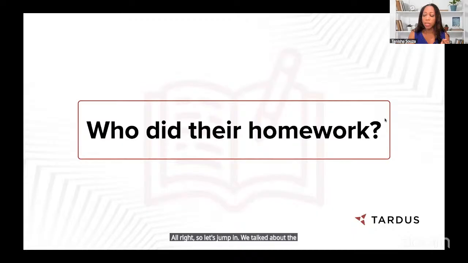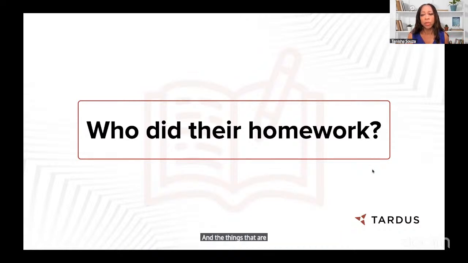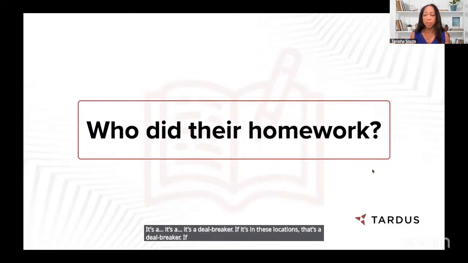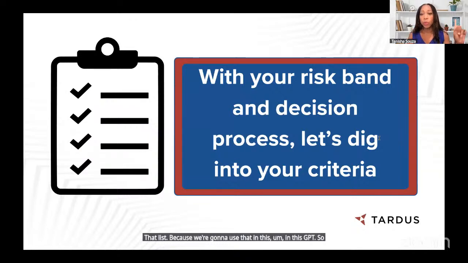We talked about the homework. I know we said that several of you did it. I want you to pull out your investment decision process, because what we're talking about are rental properties in this example. So you should have your list of things that you must have, things that would be nice to have but you're flexible with, and the things that are deal breakers, where you're like, if this happens, I don't want that property. Or if I have to manage it, it's a deal breaker. If it's in these locations, that's a deal breaker. If it's over $200,000, I can't do it. Whatever. Those are your must-not-haves. And hopefully you already have that list, because we're going to use that in this GPT. So now you know your risk band, and now you have your rental real estate decision process.